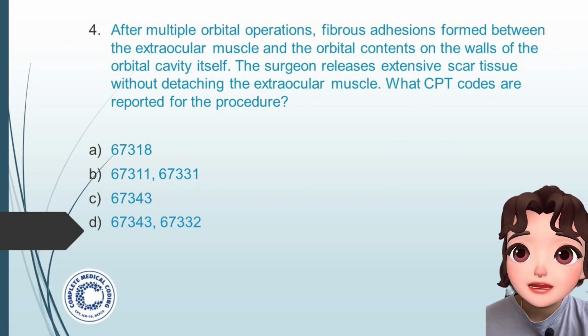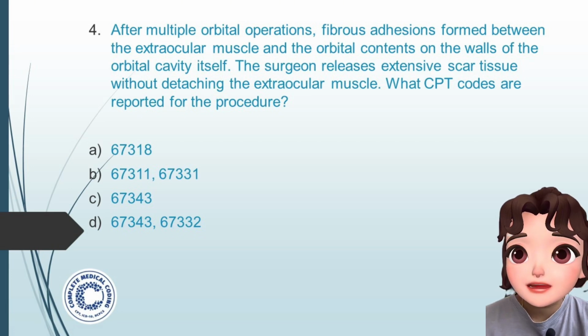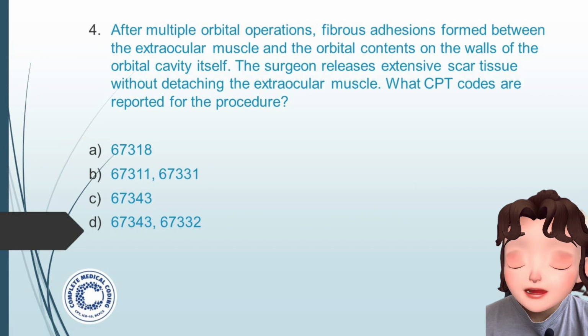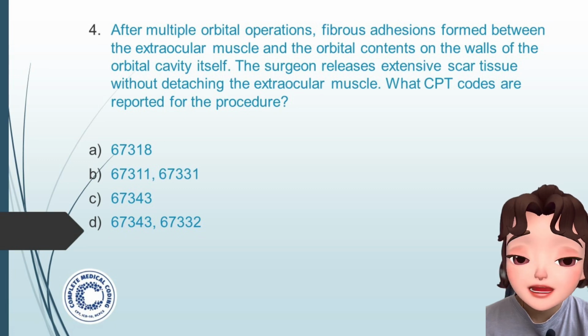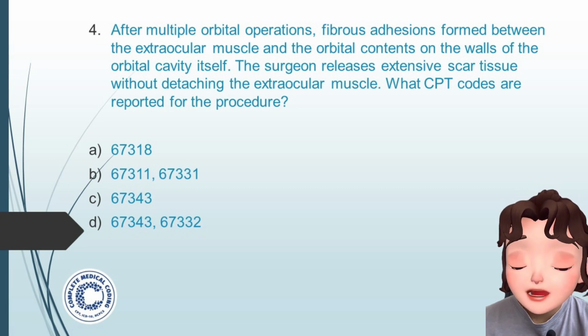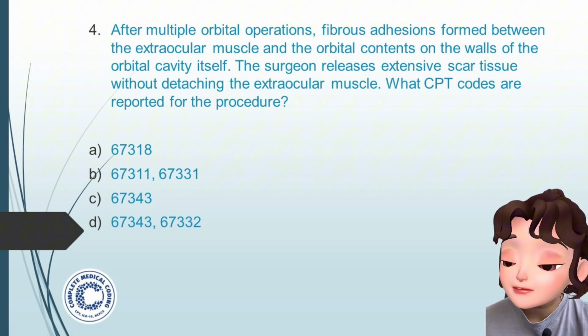What is option C? 67343. 67343 represents release of extensive scar tissue without detaching extraocular muscle. Yes, 67343. This is exactly what is mentioned in the question. Releasing of extensive scar tissue without detaching the extraocular muscle. Okay. And what is in option D? The same code 67343 along with 67332. What is 67332? Strabismus surgery on patient with scarring of extraocular muscles.